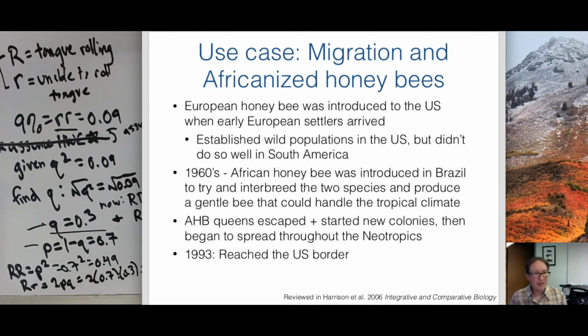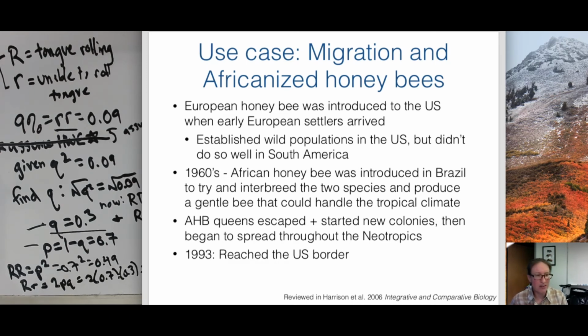When European settlers arrived in the US, they brought European honeybees with them. So the honeybees that we think of that make honey that we like to eat, and the honeybees that pollinate a lot of commercial crops, those are actually migrants. They're European honeybees. And whenever people bring animals to a new place, some of them escape. So the European honeybees did exactly that, and they established wild populations in the US. They actually didn't do so well in South America.